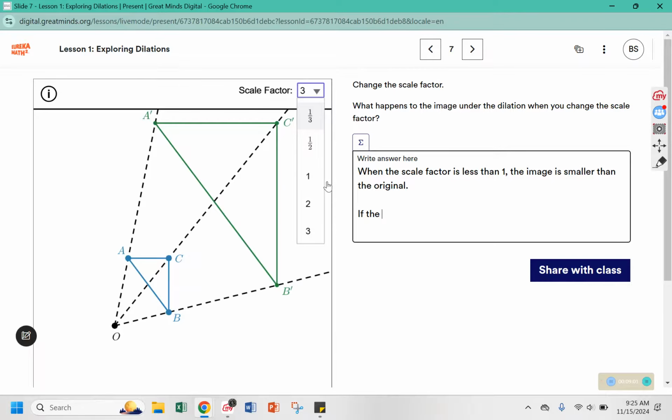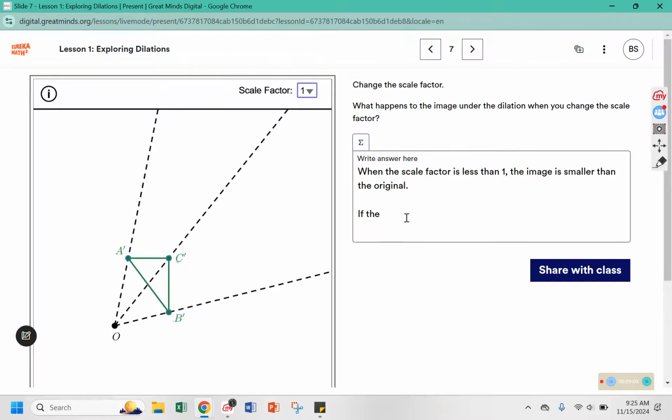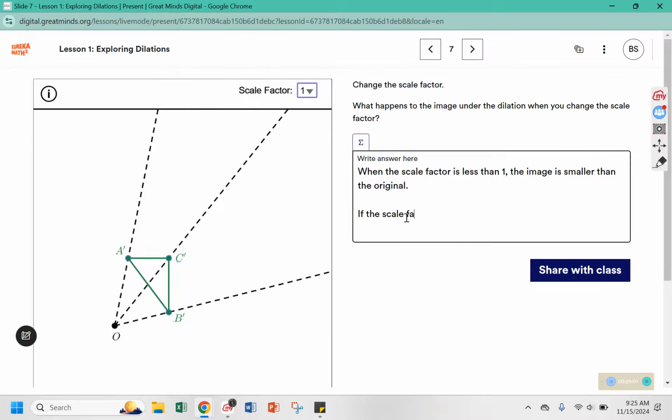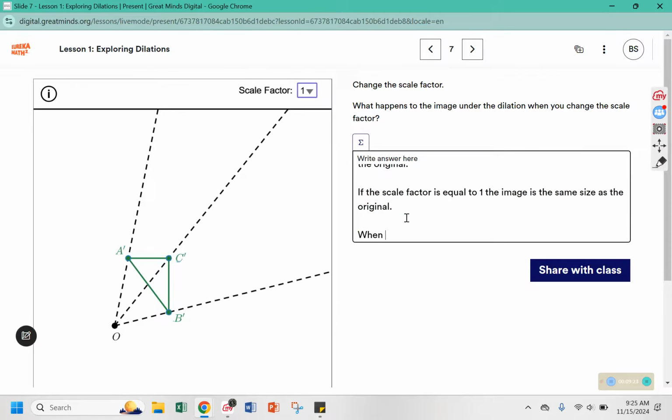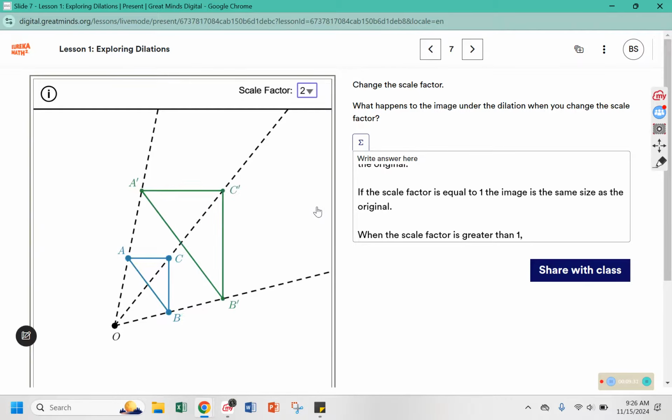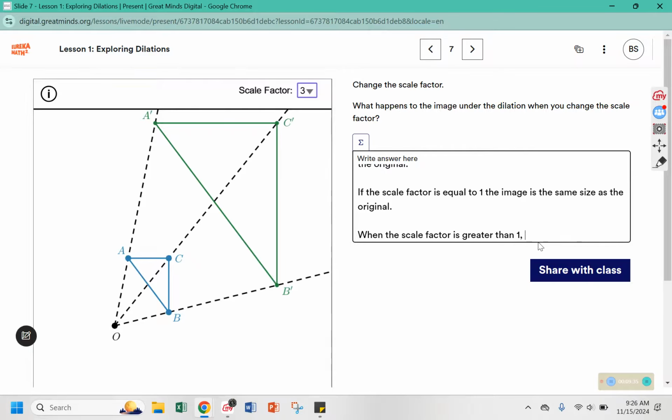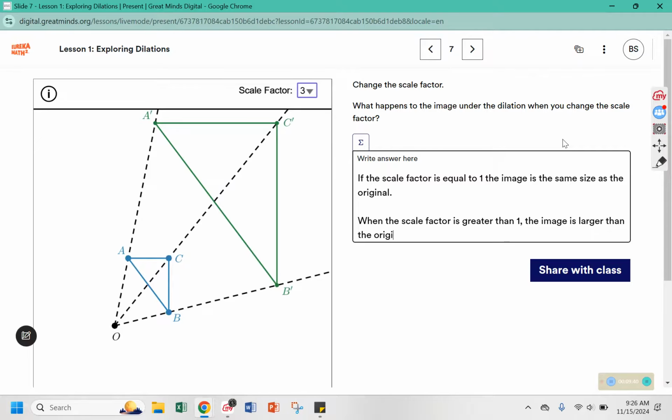If the scale factor was equal to 1, what happens? The image is the same as the original. And if I make the scale factor larger than 1, like 2 or 3, the image is larger than the original.